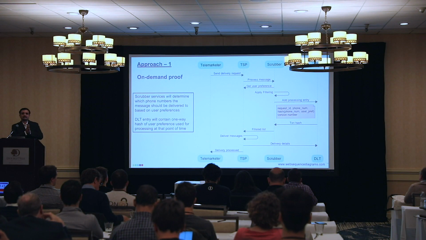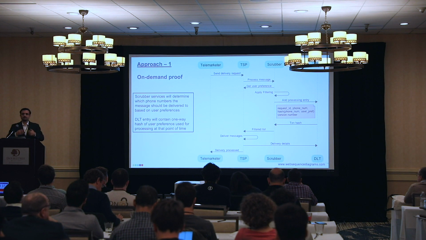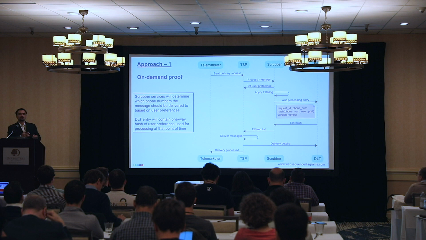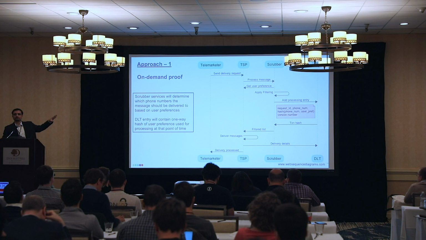As they filter the message, they will hit upon, for a particular phone number, a particular user preference which matches that category, and they would store a one-way hash of it on DLT. So for that request ID and phone number, there will be a user preference hash stored on DLT, which will represent that at that point in time, this was the user preference used. For example, if that message is processed today, and after 5 days the auditor wants to know whether the message was filtered based on the user preference, we can use this source of truth on DLT.